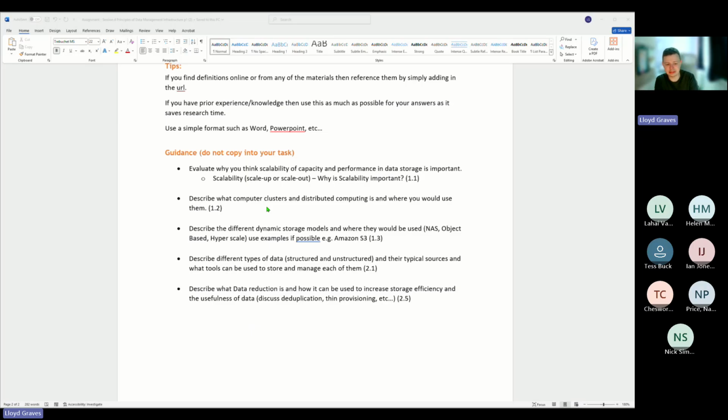Give examples of specific ones if you can. So you can mention Amazon AWS or Amazon S3 for the object-based one. And it's the same kind of format as this one above. Tell me what it is, and then tell me who uses it and why.